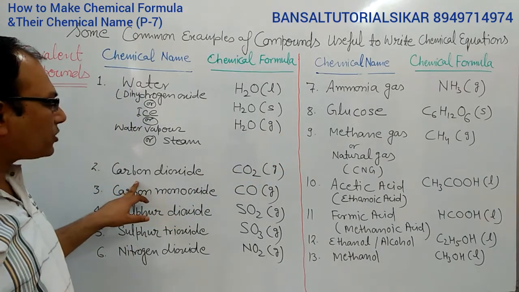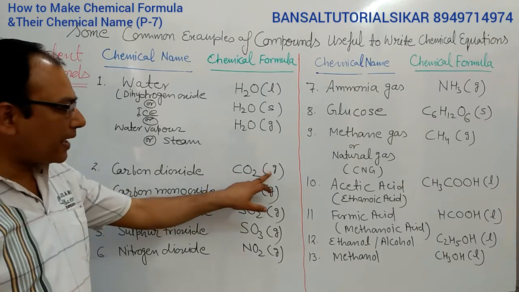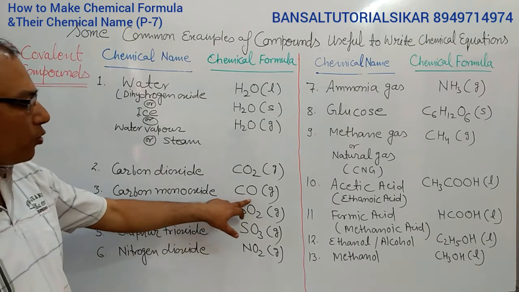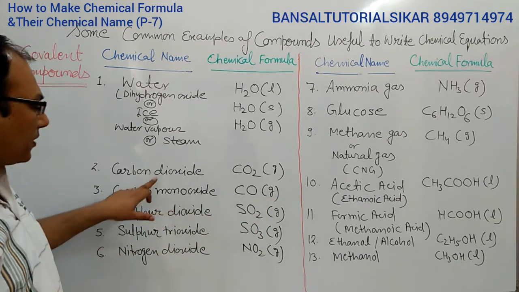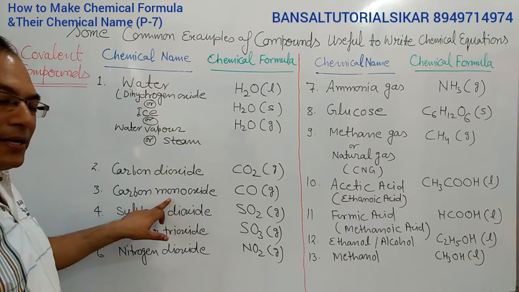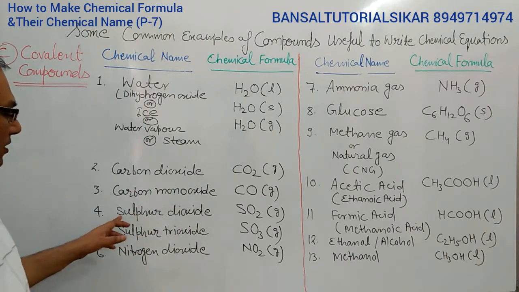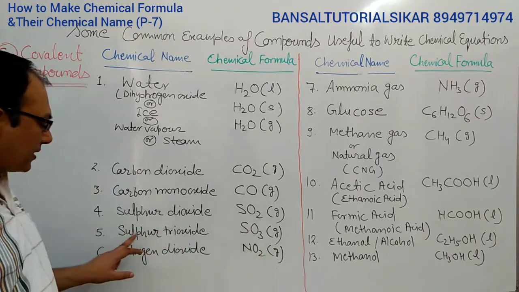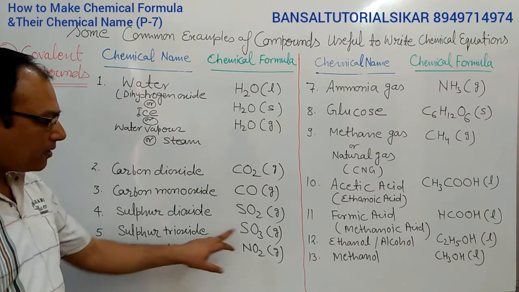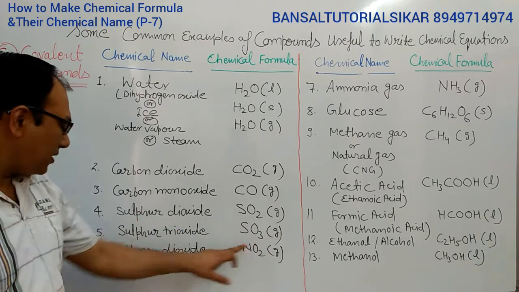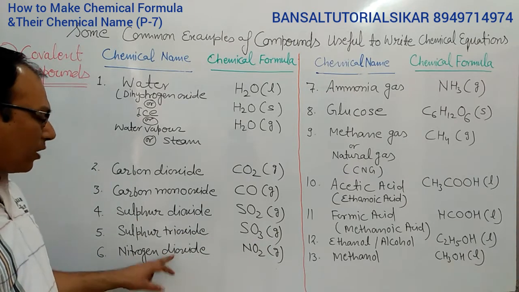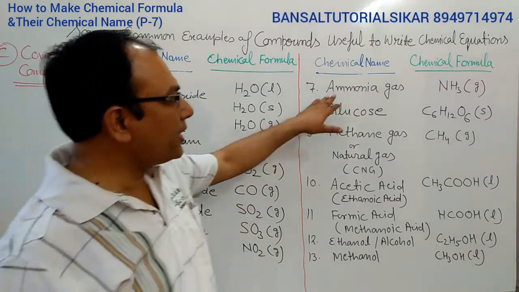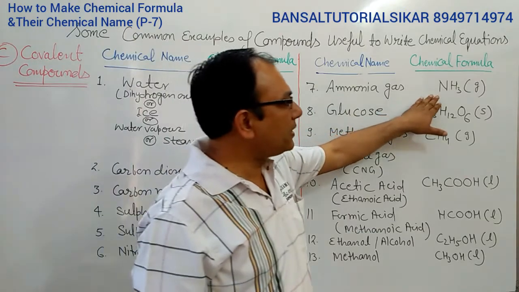Next is carbon dioxide. The formula is CO2, gas. Next is carbon monoxide. This is CO. This is a gas at room temperature. Dioxide means 2 oxygen. Mono means 1 oxygen. Next is sulfur dioxide. Formula is SO2, gas. Next is sulfur trioxide, meaning 3 oxygen. SO3, this is gas. Next is nitrogen dioxide, NO2, it is gas. Next is ammonia gas. Formula is NH3, it is gas.